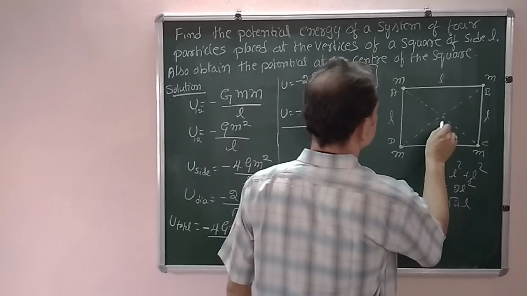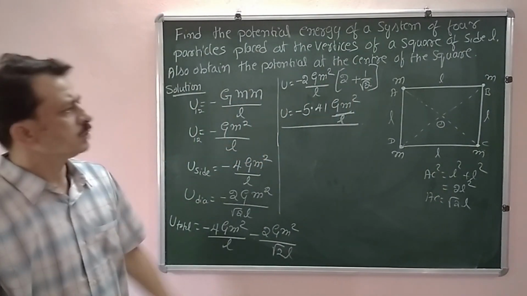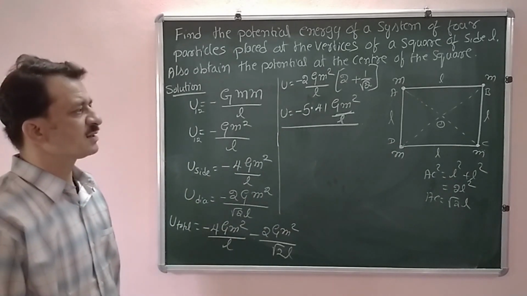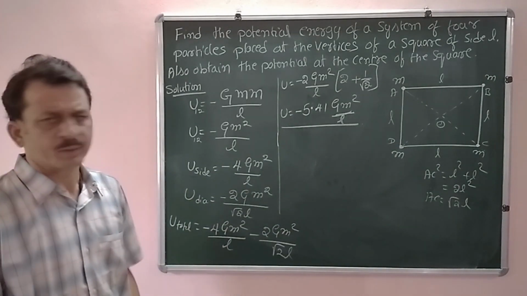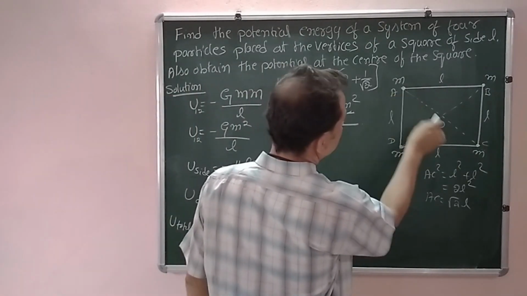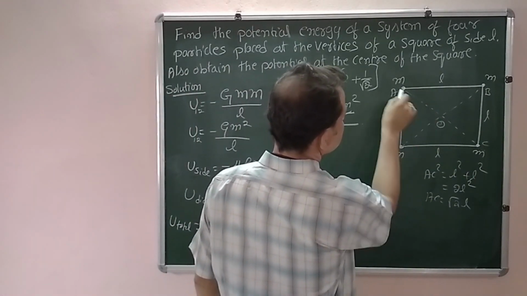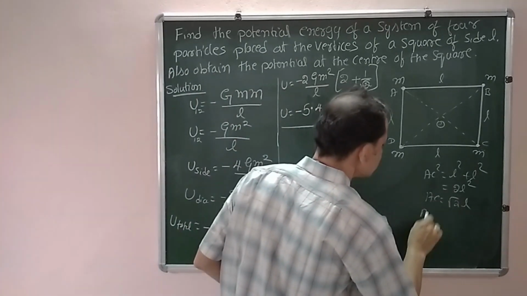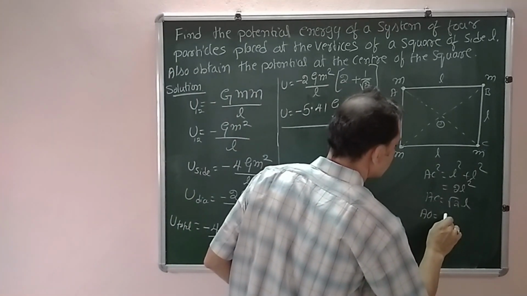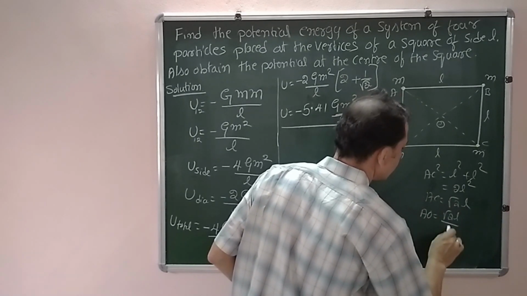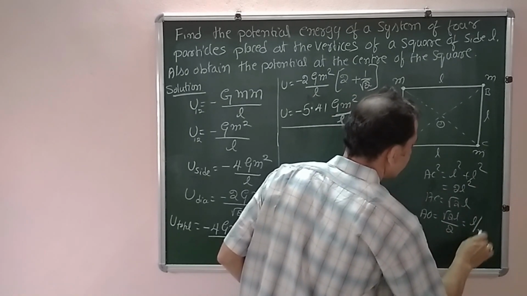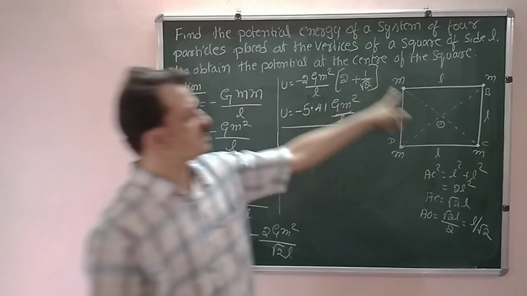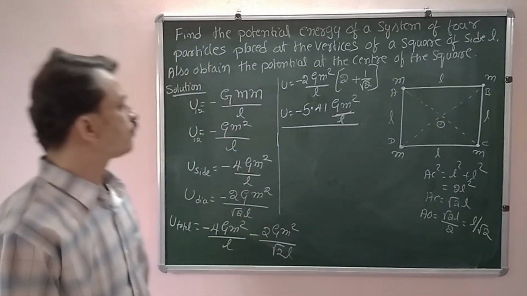Now we have a center O. Now we have to calculate the potential at that center. For that I have to calculate the length AO. Now AC is equal to root 2 L. Therefore, AO is half of that, root 2 L by 2, or simply L by root 2. So AO is L by root 2.